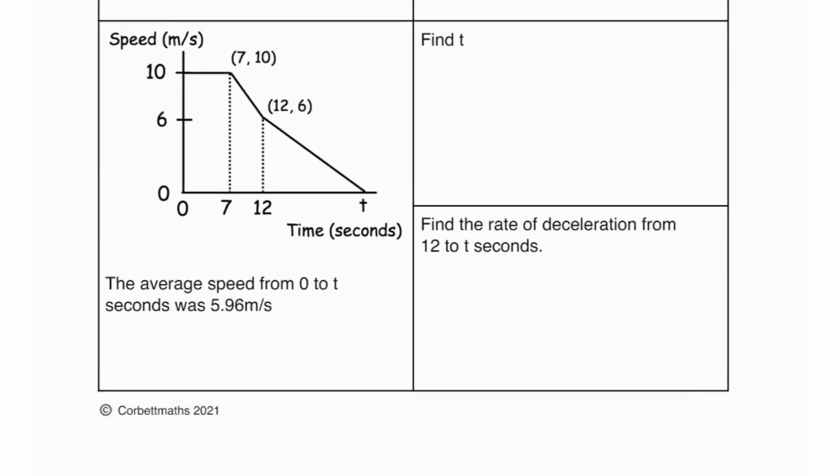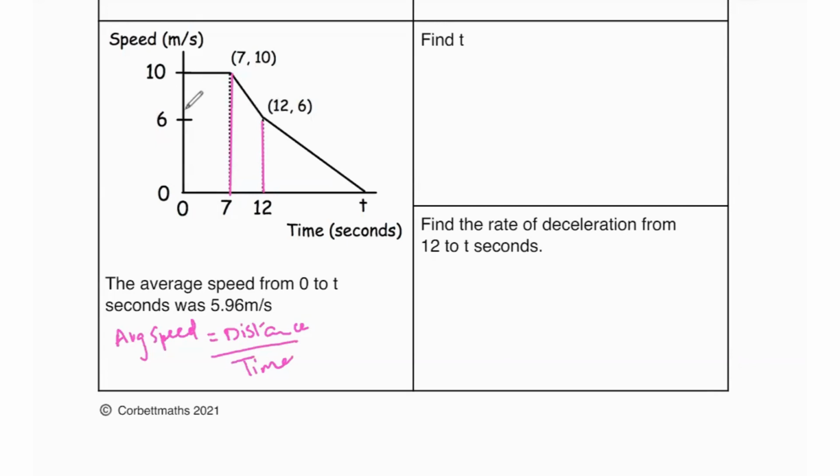Next question says that the average speed from 0 to t seconds was 5.96 meters per second. So over here, the average speed is 5.96 meters per second. We have to find the value of t. So what we'll do is, we know that the average speed is 5.96. Average speed has a formula of distance over time. So let's find the distance. Distance in a speed-time graph is the area under the graph. We divide this graph into 3 different parts.